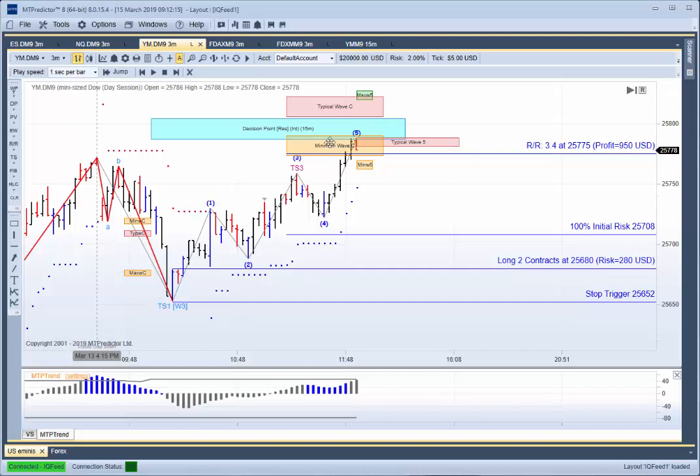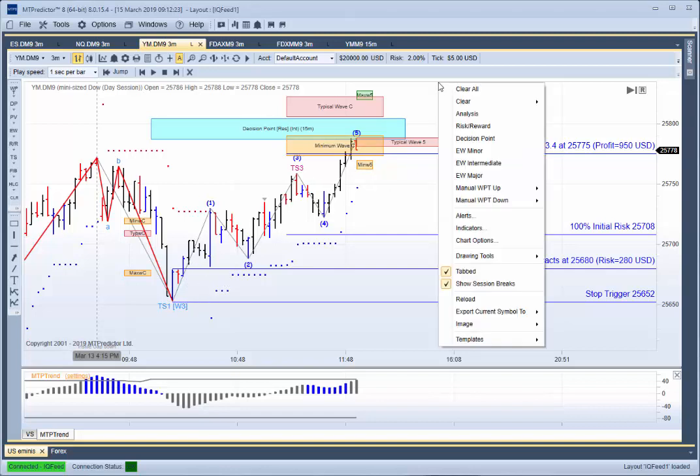So hopefully this has been a good example to show you how to use the tools in MTPredictor to help gauge what the market's telling you as it's unfolding when you're in a trade.